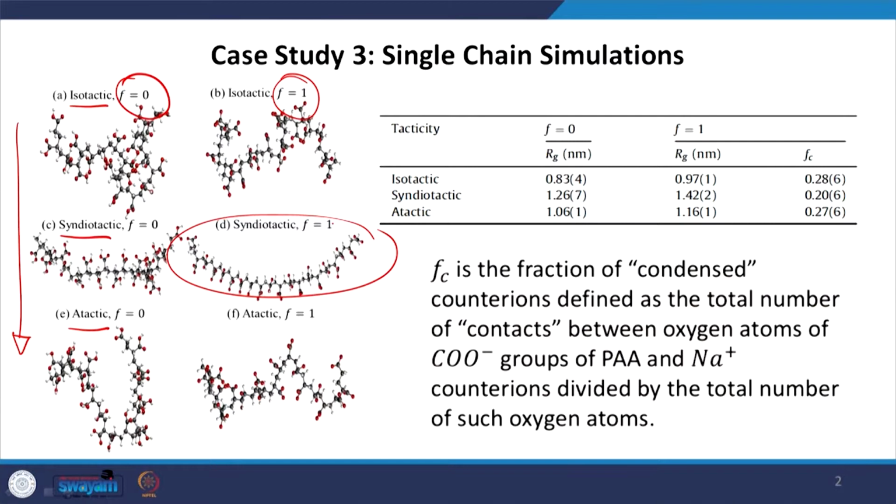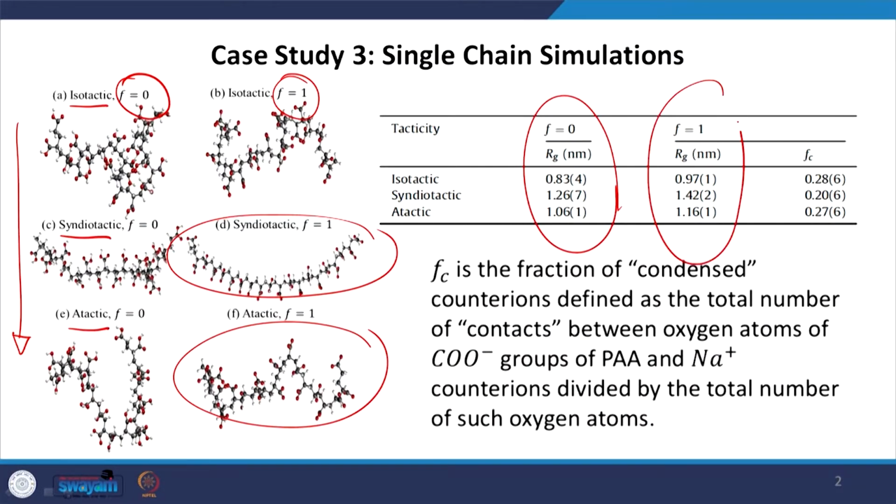So, clearly when it is deprotonated, the chain has to be elongated because you will have a repulsion between the COO minus groups on the chain. When it is all protonated, that is in the form of COOH, then there is no such repulsion. So, the chain can pretty much fold because there is no repulsion between the groups on the chain. And this is precisely what we see here. The chains are more elongated when we are looking at the F equal to 1 case compared to the F equal to 0 case. There is also an effect of tacticity. So, different tacticity gives me different conformations and actually different size of the polymer chain.